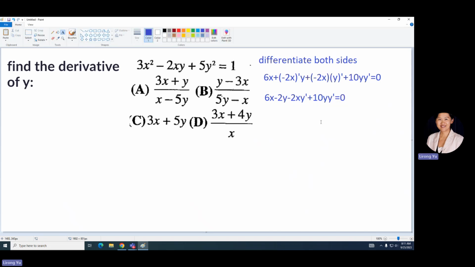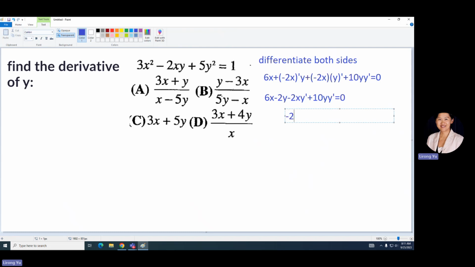So that's when we finish the differentiation, and we realize we need to combine the terms that have y prime. We're going to leave them at the left, and the ones that have no y prime, we're going to move to the right. So the ones we are keeping are negative 2xy prime plus 10y prime. And the one moving to the right, the negative 2y, you add 2y to both sides of the equation to cancel the negative 2y. So you have positive 2y. And the 6x, you have to minus 6x to move it over. So it's going to be minus.